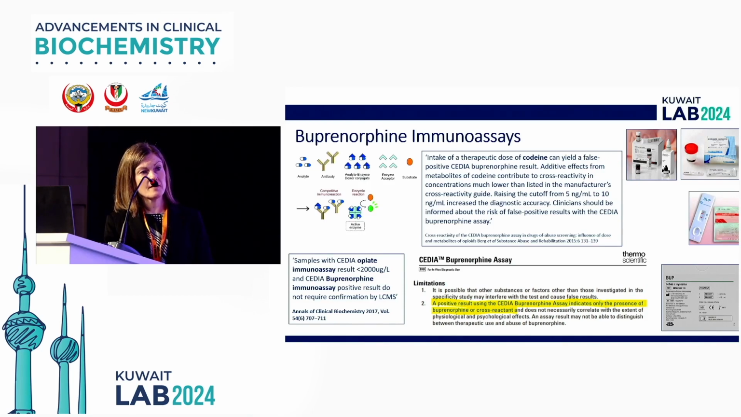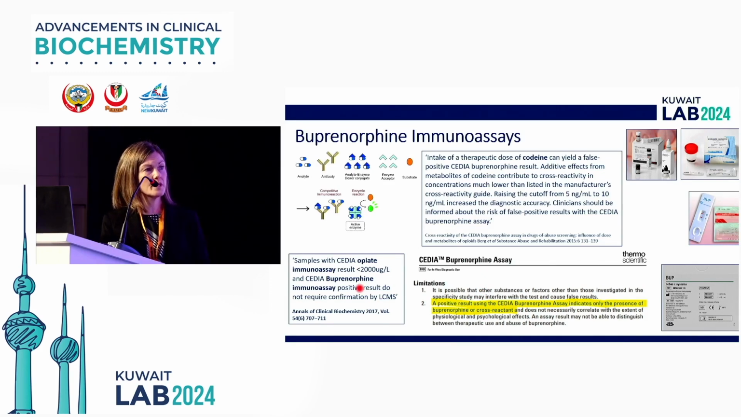In fact, the IFU for the kit states a positive result using the CEDIA buprenorphine assay indicates only the presence of buprenorphine or cross-reactant. So really, in the grand scheme of things, how useful is that going to be?